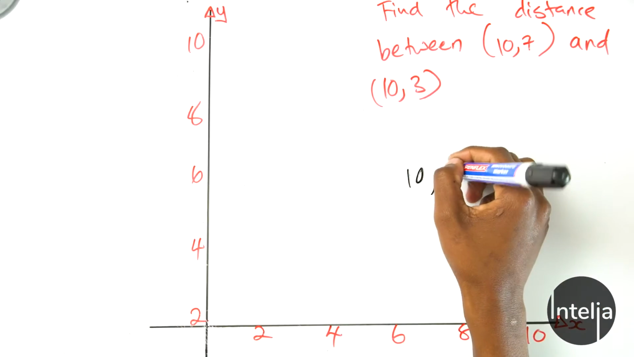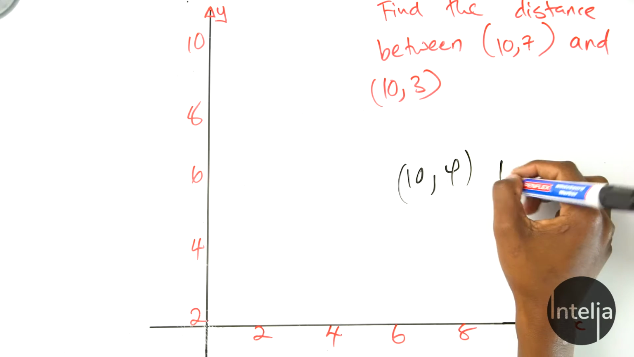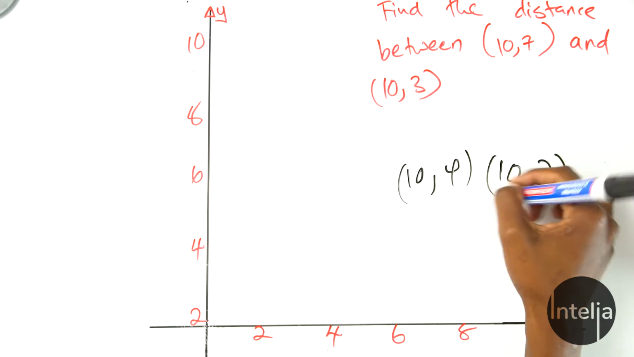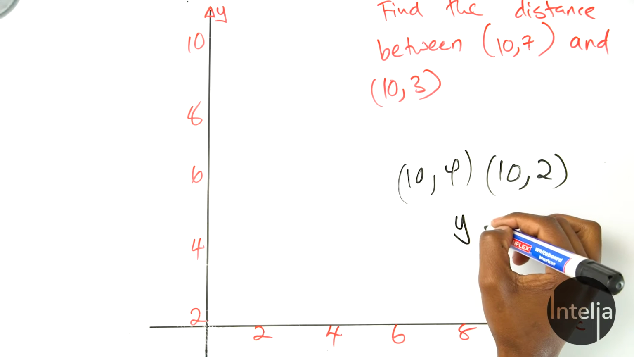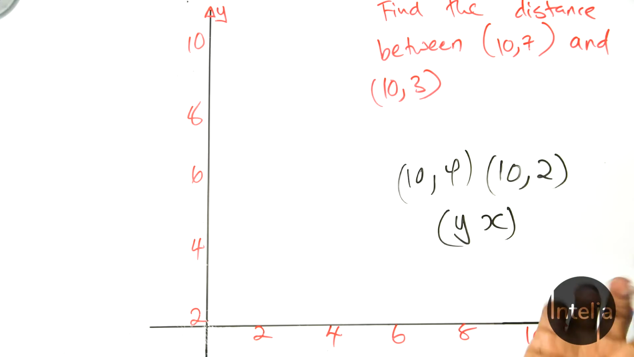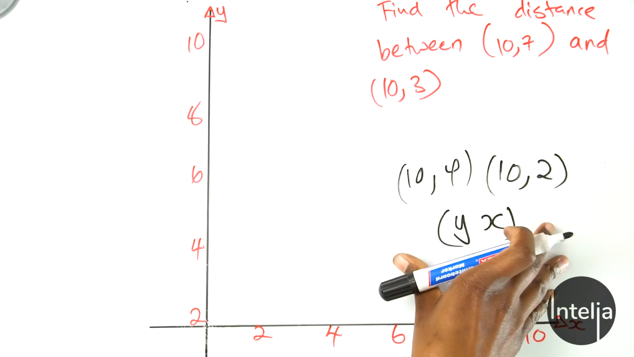So geometry is simply how to find coordinates like (10, 4) and (10, 2), written as x, y. These are the coordinates which you find on the graph.